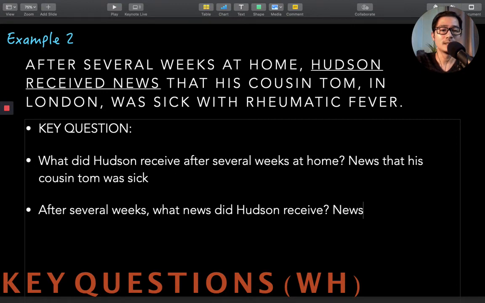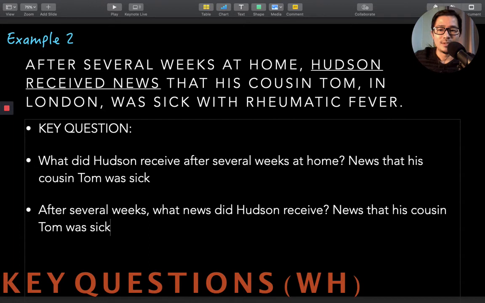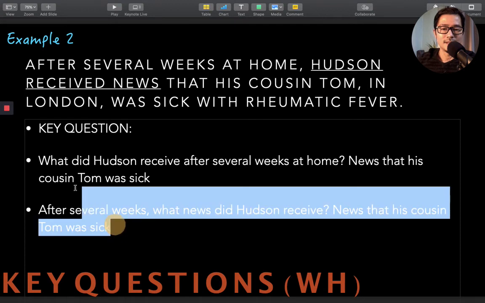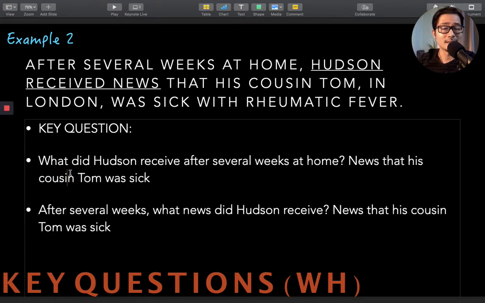News that his cousin Tom, sorry, I forgot to capitalize that. It's a name, not his. His cousin Tom was sick. Okay, and did you notice I didn't put a period? Because it's not a sentence. You don't have a subject and a verb. It's just a phrase. There you go. Is that clear so far?